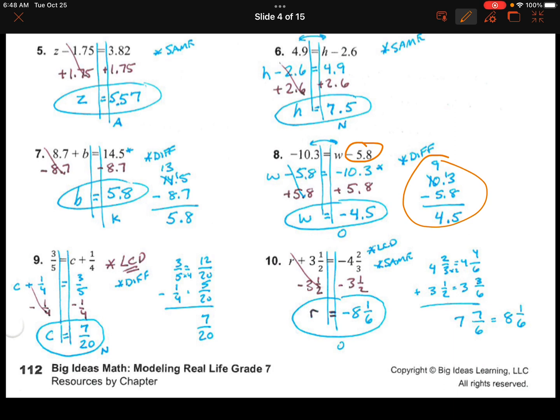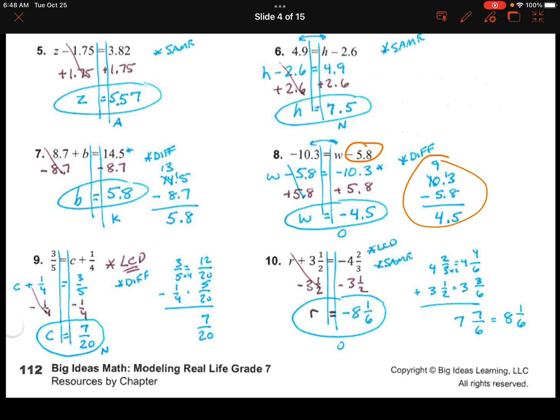Number 9, you have fractions, so you need to get a common denominator. We're going to subtract 1/4 from both sides, get a common denominator of 20, and c equals 7/20. And number 10, you're going to subtract 3.5 from both sides. The signs are the same, so you're going to add and keep, and you're going to get a common denominator of 6. And you end up with 8 1/6 as you do this.